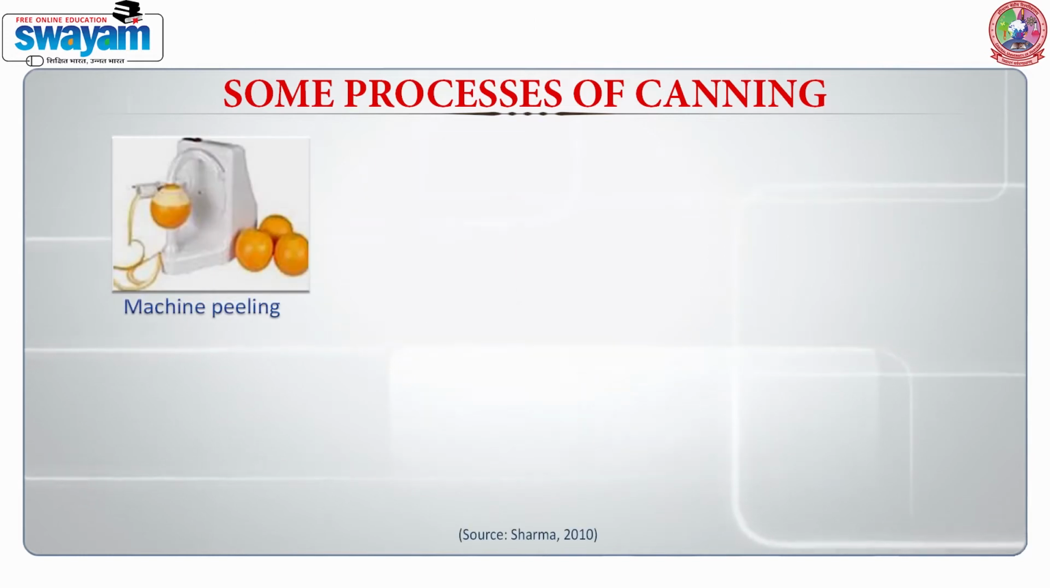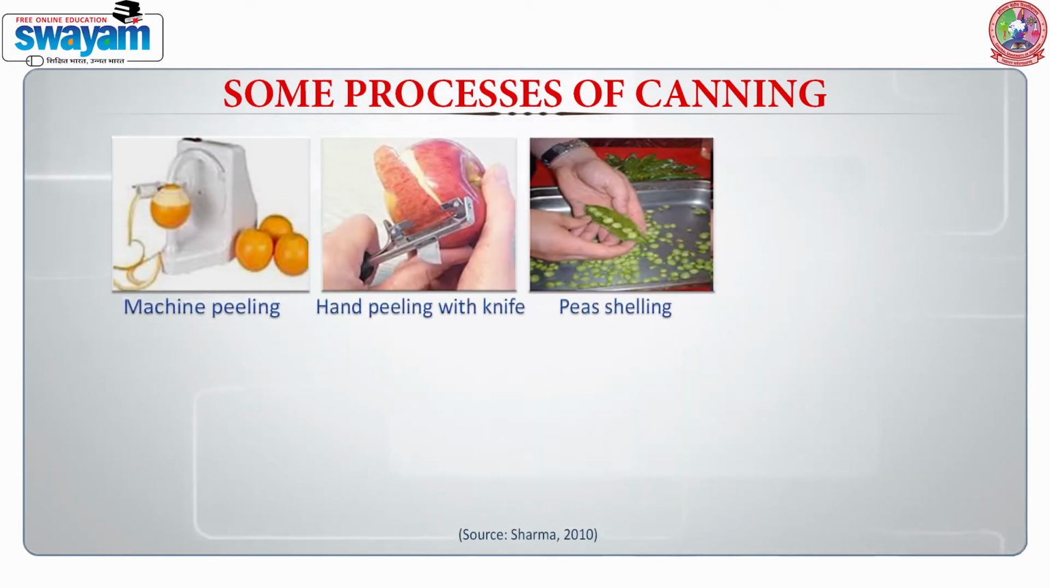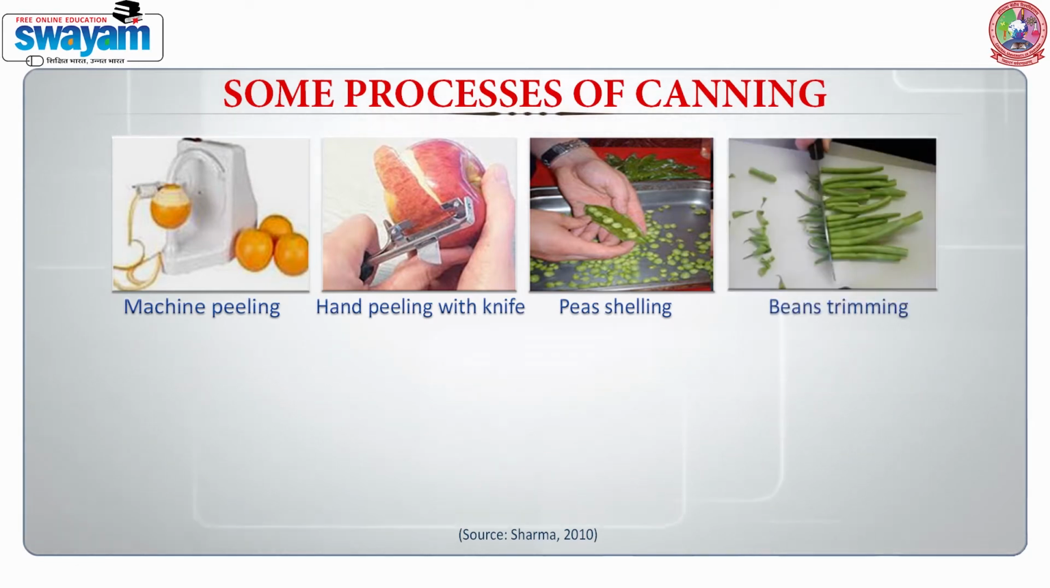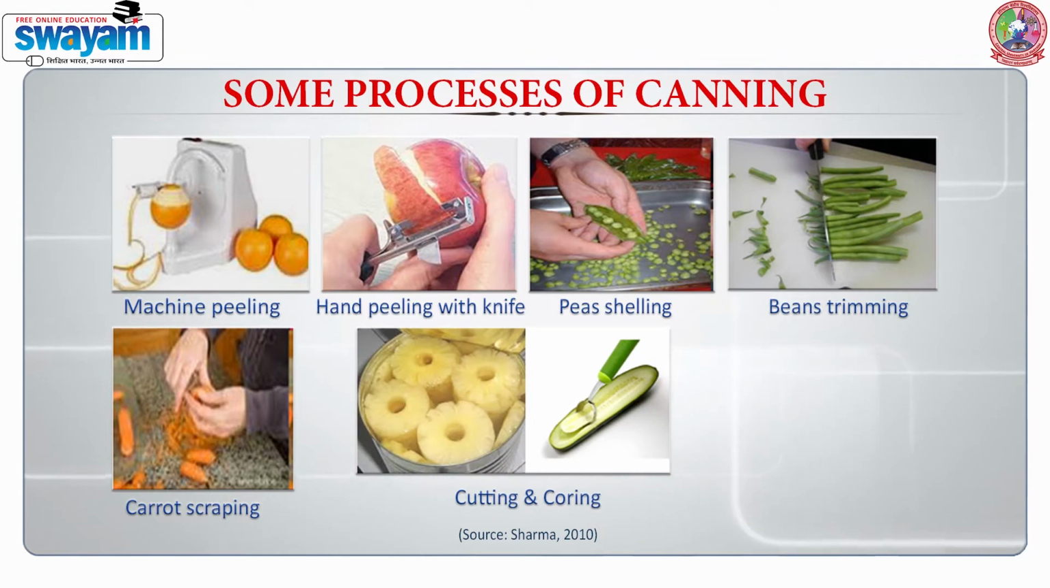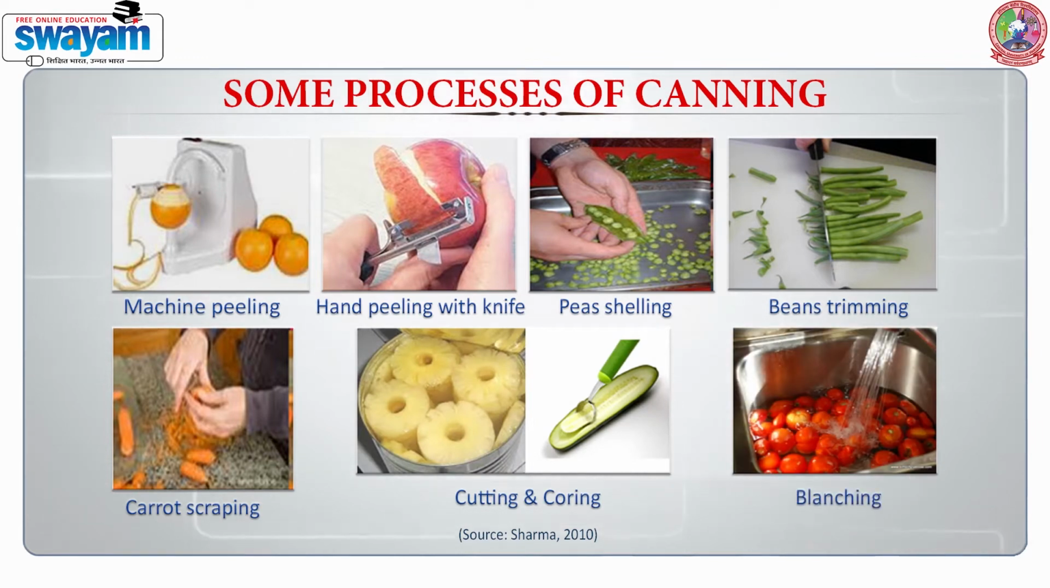There are some processes of canning. These can be represented in diagrammatic forms, like machine peeling and hand peeling. If the materials are pods, shelling can be done, or if the material needs to be cut into small pieces, the trimming process is utilized, and then after cutting and coring, the blanching process is undertaken.